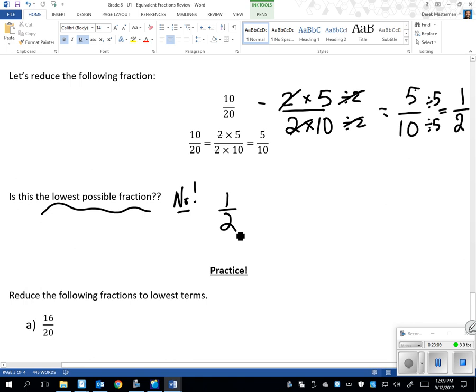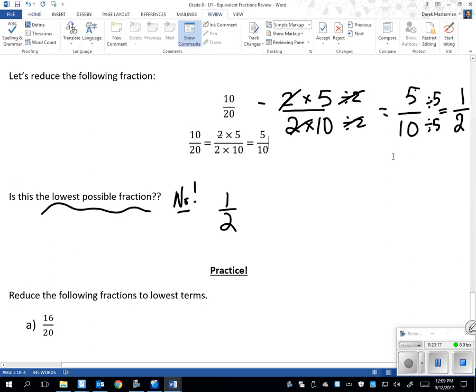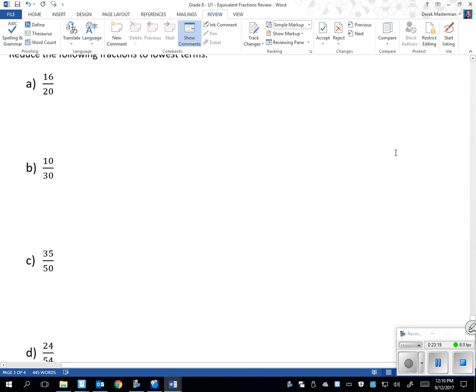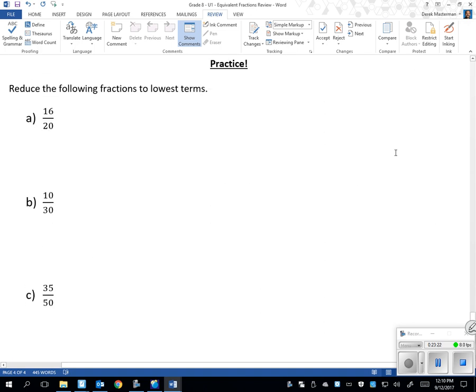Okay, we have some examples here. Try those out for me, please. There's 4 examples at the bottom of the sheet, 4 fractions. Let's just practice reducing those to lowest terms, please.